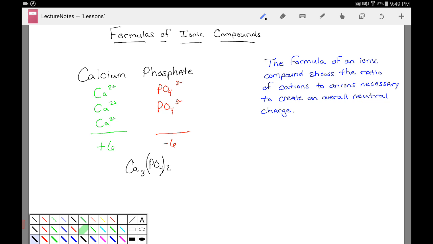We can double check that our math is correct by remembering that our charge for calcium was 2+, and our charge for phosphate was 3-. If we look at 3 times 2, again we have +6, and 2 times -3 gives us -6, which gives us our neutral charge of 0.